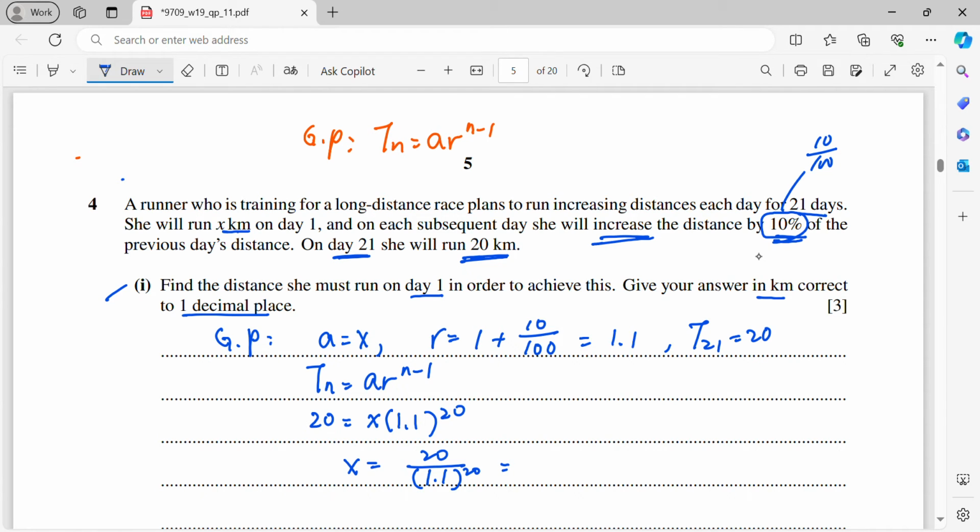And now given 1 decimal place, so here it will be 2.9729. To get 1 decimal place, look at here. I need to refer to the second decimal place. Since this is 7 and more than 5, you round up. So when you round up, it will be 3.0. Okay, so that is the x.